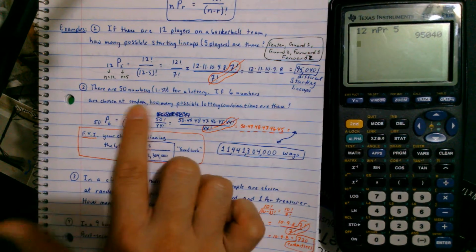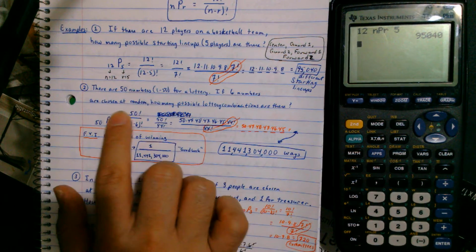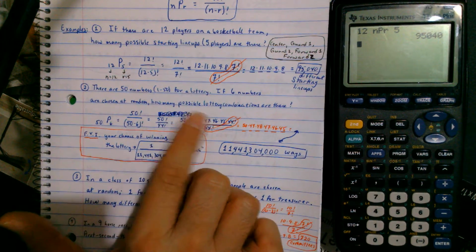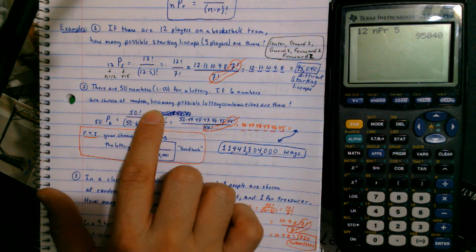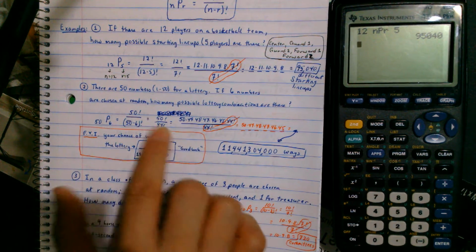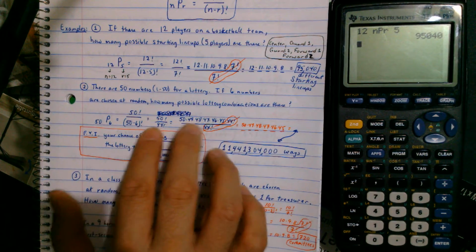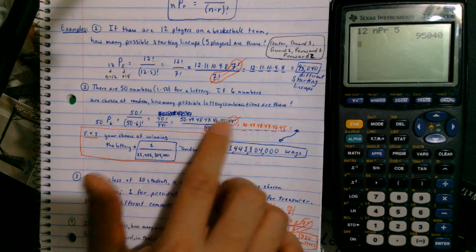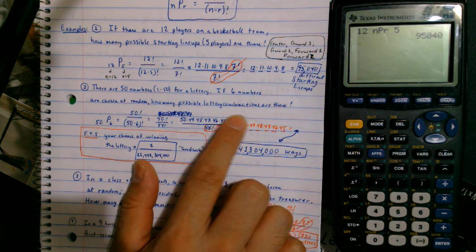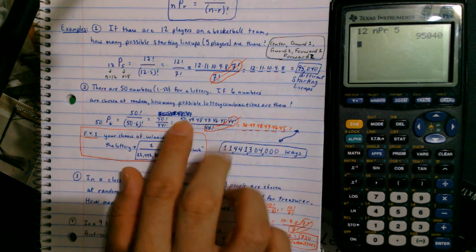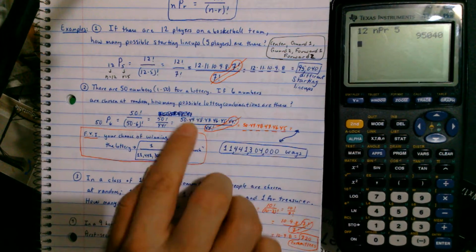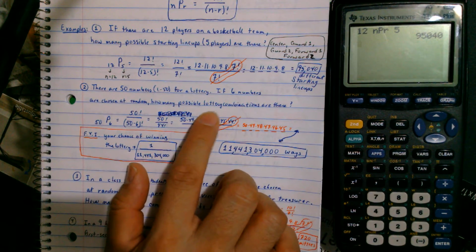Now imagine 50 numbers in the lottery. 6 numbers are chosen at random. How many possible lottery combinations are there? Now, essentially here, this is actually kind of more of a combination problem, because that's how many combinations there are. However, if the order matters in the way you pick the lottery, if you have to pick a certain ball in a certain order, then this will be a permutation. Let's kind of assume that here.